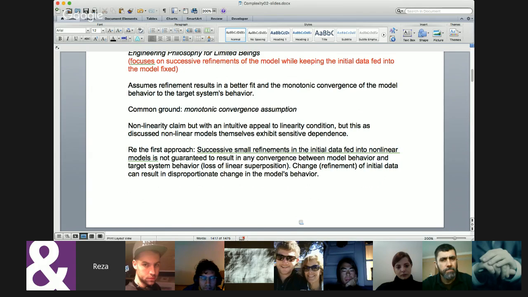In this sense, the idea of monotonic convergence to the behavior of the target system is a key mark for whether the model is a good one or not. If monotonic convergence to the target system behavior is not found by pursuing either of these basic approaches, then the model is considered to be disconfirmed.